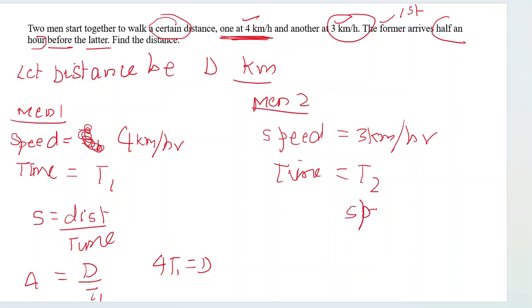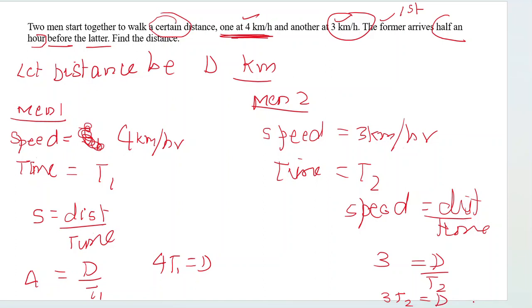Similarly, we use the formula speed is equal to distance upon time. Speed is nothing but 3, distance is d, and what is time? We call it T2. So 3T2 is equal to d. Now, observe that from this we can get T1. So therefore, T1 is equal to d upon 4. Similarly, I can get T2 is equal to d upon 3.